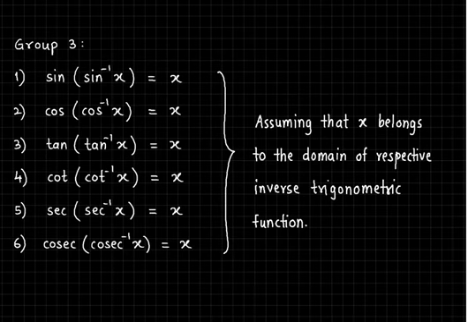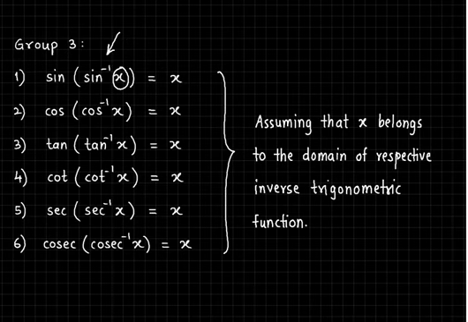Now you see the same rule applies for all the cases, but it is important to note that in each of these properties, x must belong to the respective domain of the inverse trigonometric function. So in the first property, whatever the value of x is, it must lie between -1 and 1, because only then will the sine inverse of that value exist. Similarly, for all other functions also, x should lie in their respective domains.